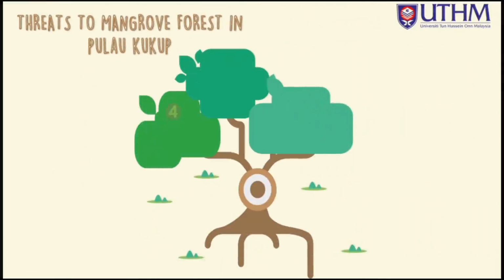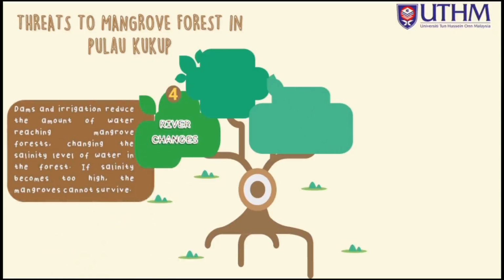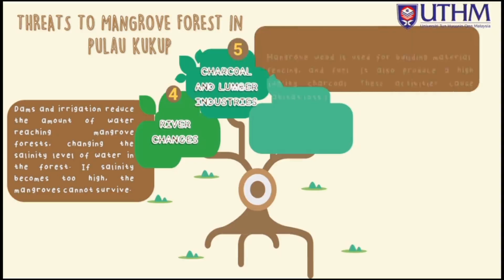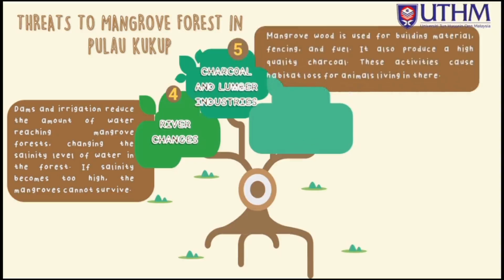Fourth is river changes. Dams and irrigation reduce the amount of water reaching mangrove forests, changing the salinity level of water in the forest. If salinity becomes too high, the mangrove cannot survive. Next, charcoal and lumber industries. Mangrove wood is used for building material, fencing, and fuel. It also produces a high-quality charcoal. This activity causes habitat loss for animals living there.